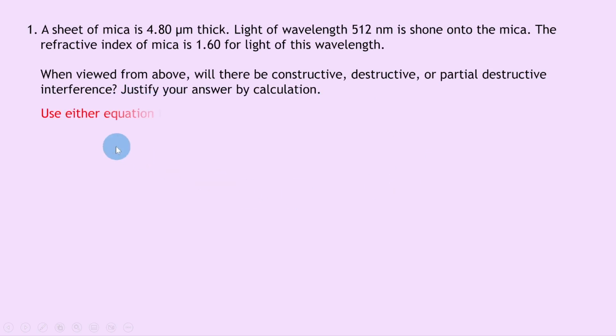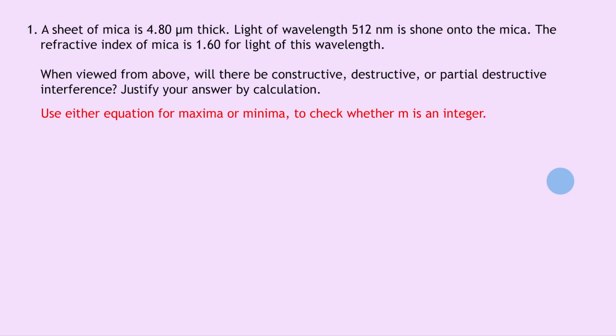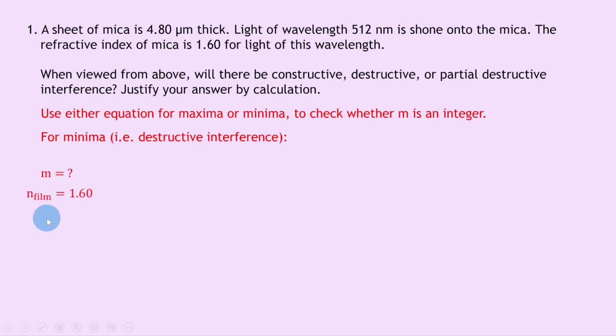Well, here what we can do is use either equation for maxima or minima to check whether m is an integer. So let's just use the one for destructive interference, i.e. for minima. So we're trying to find the order number m. We know that the refractive index of the thin film here is 1.60. We know the thickness of the film D is 4.80 micrometers, which we can rewrite in meters as 4.80 times 10 to the minus 6 meters. And lastly, the wavelength lambda is 512 nanometers, which again we need to rewrite in meters. So that's the same as 512 times 10 to the minus 9 meters.